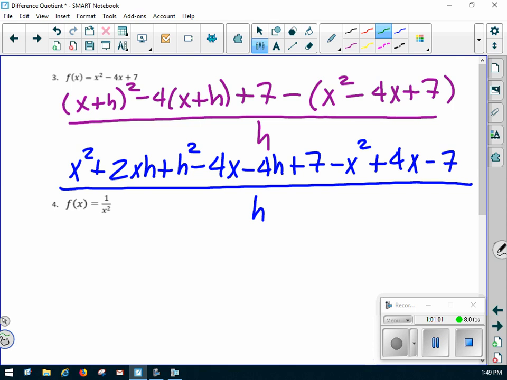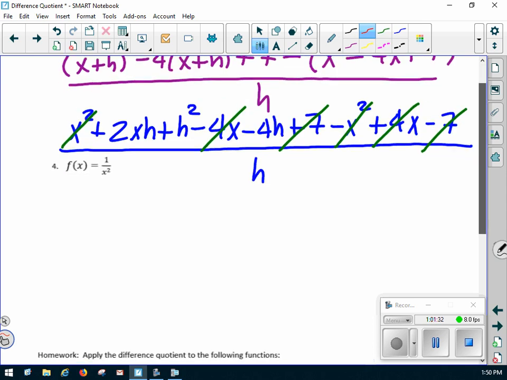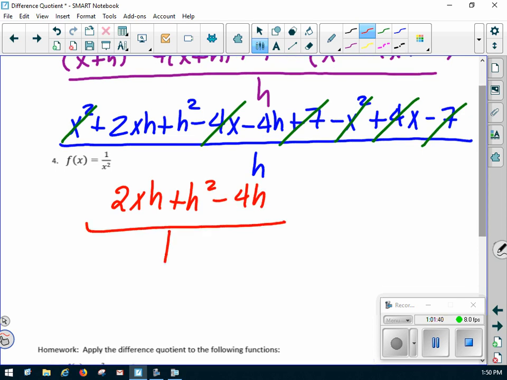If we don't have some stuff that adds up to give you 0, you've made a mistake. Oh, so on the end you have to multiply the negative sign to the... Because I am subtracting that whole thing, so yes, I have to distribute a -1. All right, so what do we have left? Well, we have 2xh plus h squared minus 4h all over h.